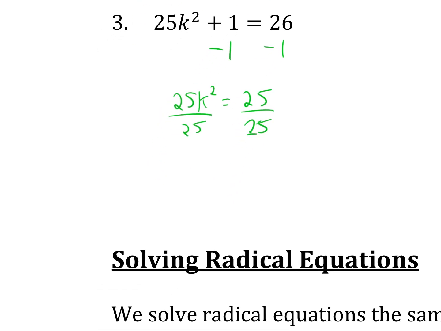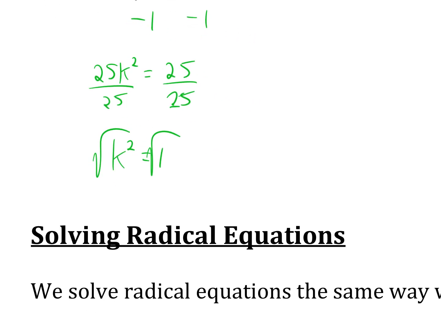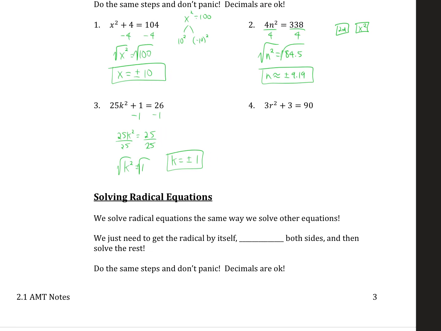And we get k squared equals 1. Square root. What number times itself equals 1? Well, k is going to be equal to plus or minus 1. Okay. Number 4.